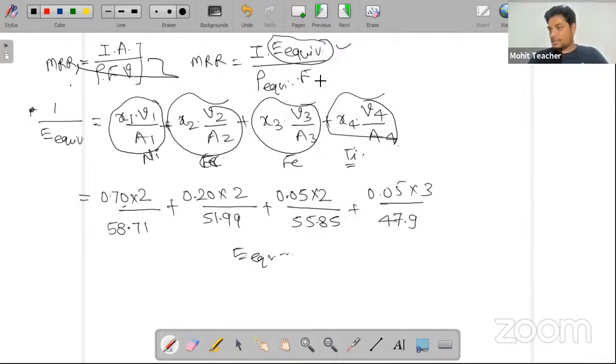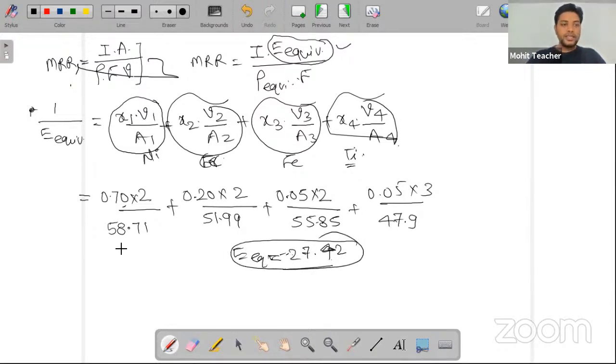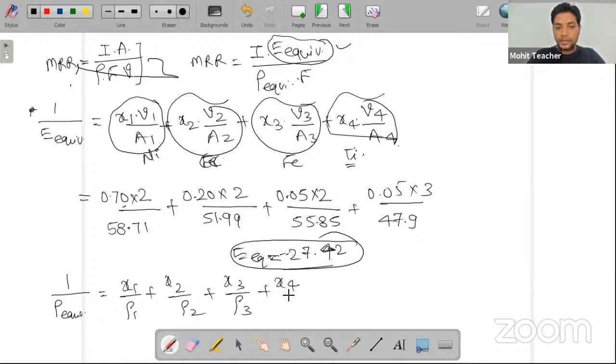Sorry for this disturbance. So E equivalent is 27.42, right. Can we now calculate the value of equivalent density? For that, 1 by rho equivalent equals x1 by rho 1 plus x2 by rho 2 plus x3 by rho 3 plus x4 by rho 4.